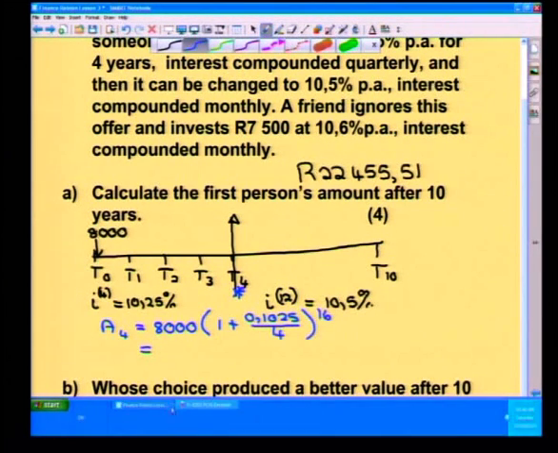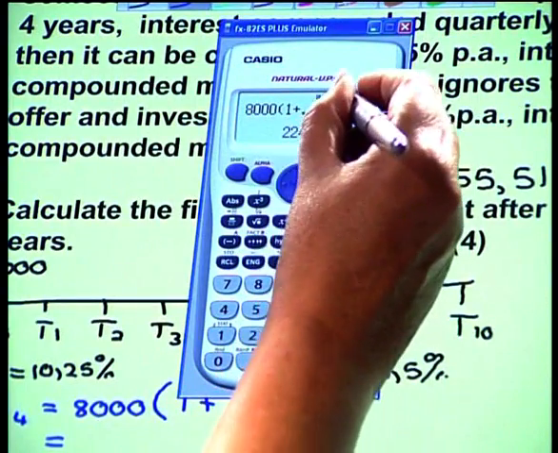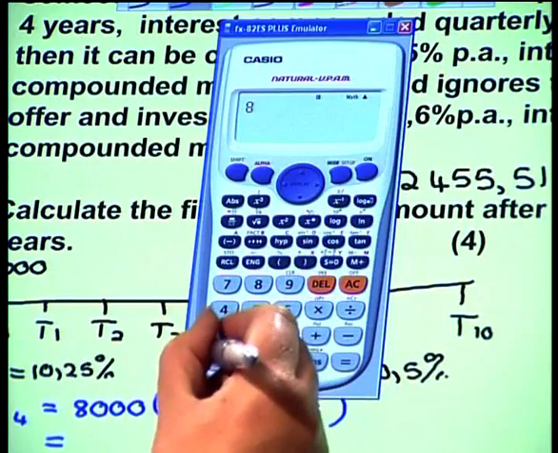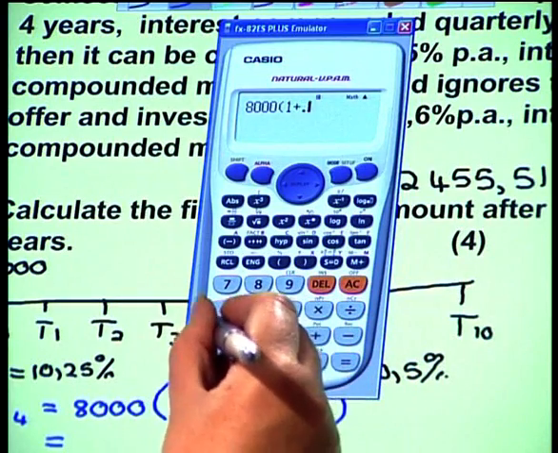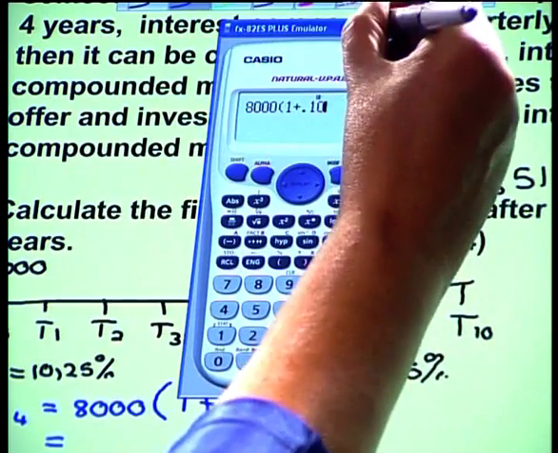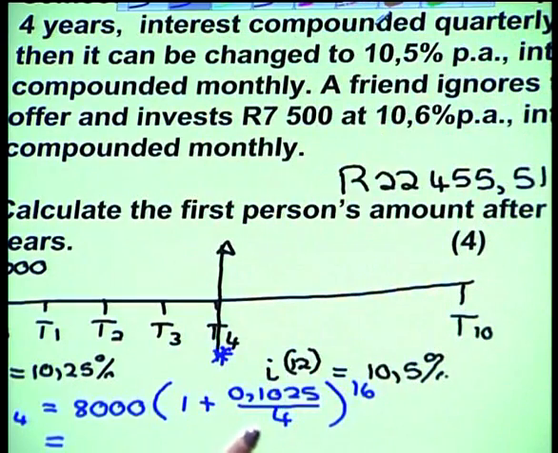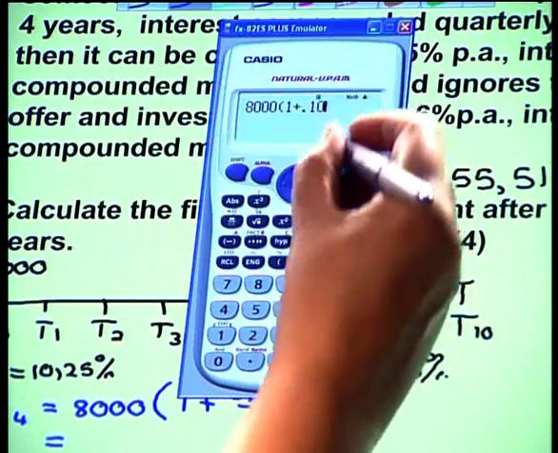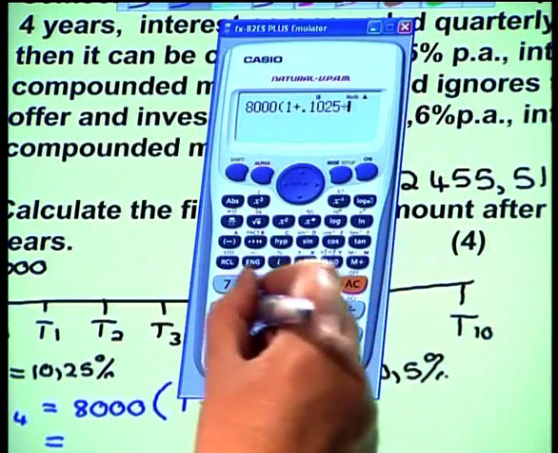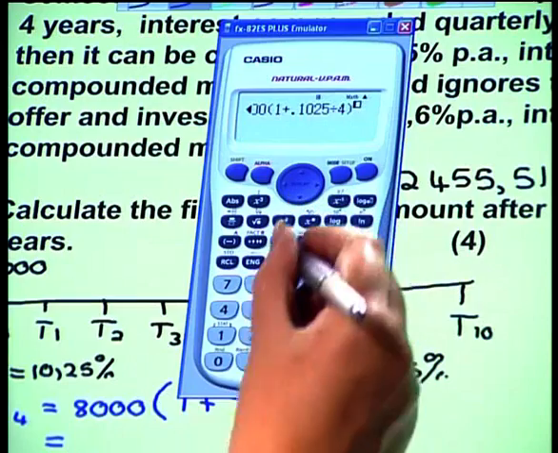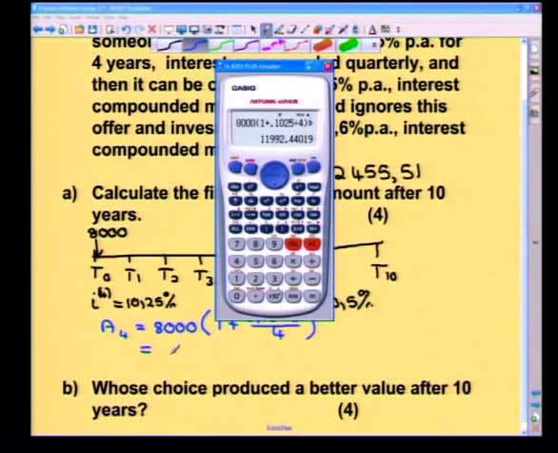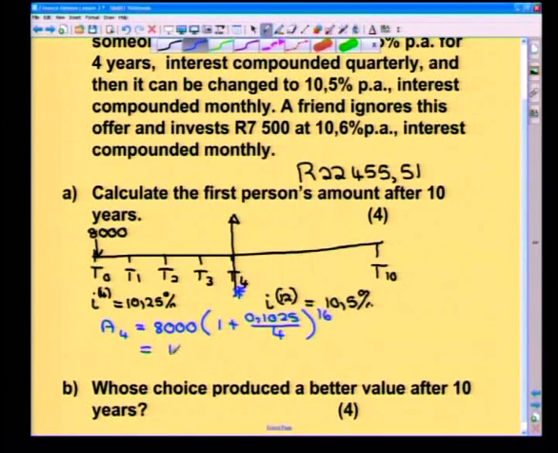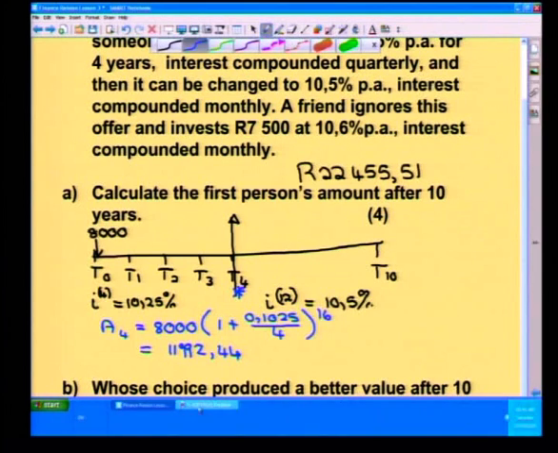Right, so pull the calculator up. And literally, we type this in, so it's 8,000, open the brackets, 1 plus 0.10, was it 55? Let me just check, 25, nearly made a mistake, it's a good thing I checked. 1025 divided by 4, close the brackets, raised to the power 16. Right, so that gives me this amount, which is 11,992 and 44 cents. Let's just check it again.